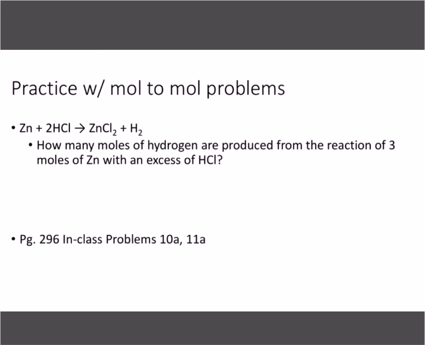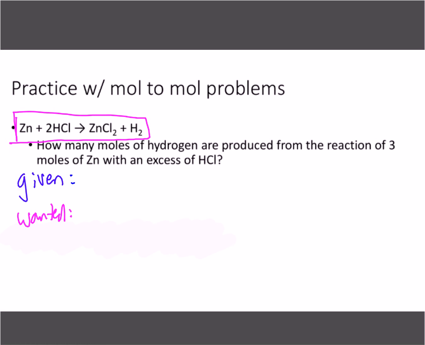This is not in your notes. All right, so at the bottom where you have space, you're going to write this in. Here's our new reaction. Go ahead and jot that down. So again, get in the habit of writing down given and wanted to start the problem, and then start identifying your pieces. So it says, how many moles of hydrogen are produced from the reaction of 3 moles of zinc with an excess of HCl?